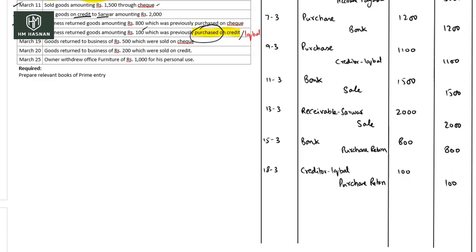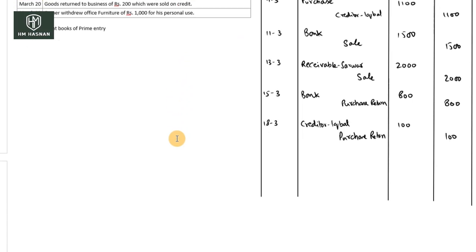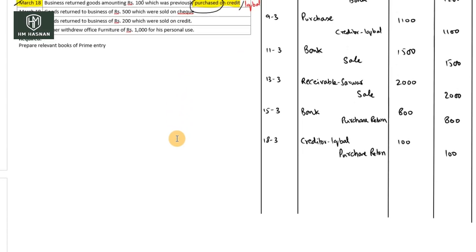In 19 March, the goods returned to business which were sold on check. On the 19 March, there is a sale return. We record sale return. So sale return debit and bank credit, amounting rupees 500 in 19 March.